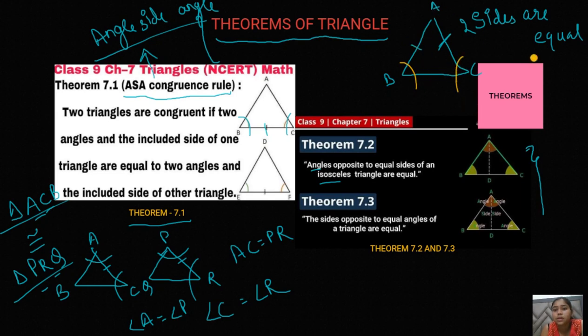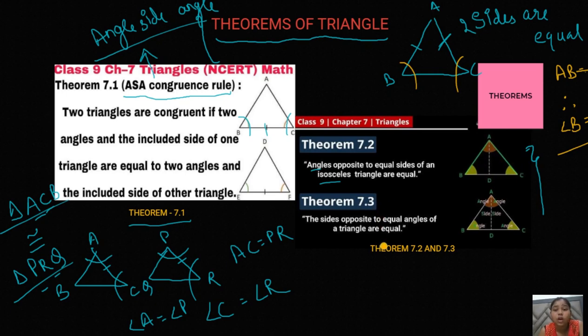So this theorem says that if AB is equal to AC, then angle B will also be equal to angle C. So why? Basically you have to study the proof of this theorem, and I'll tell you about the proof of this theorem in the next slide.